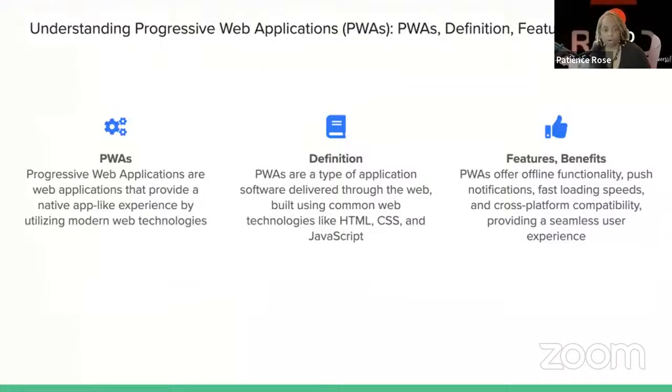So let's look at what an app is, or what a progressive app is, and how it works. So PWAs, which is simply an acronym for Progressive Web Application, are web apps that provide a native app-like experience, but they use web technologies. So they combine what's available natively on your smartphone or on your tablet device with what's available in a browser, and it gives the best of both worlds.